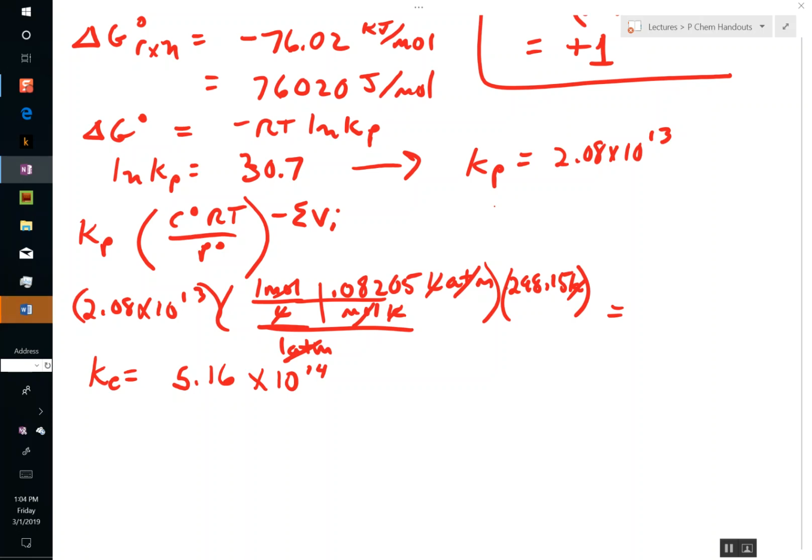Neither bar nor atmosphere is an SI unit. Pascal is the SI unit. Bar is a pseudo SI unit. A bar is 10 to the 5 pascals. Right, right.